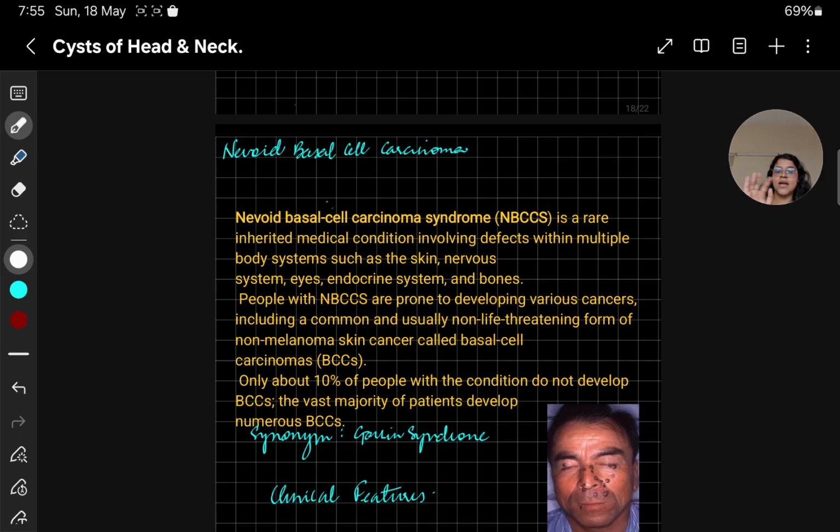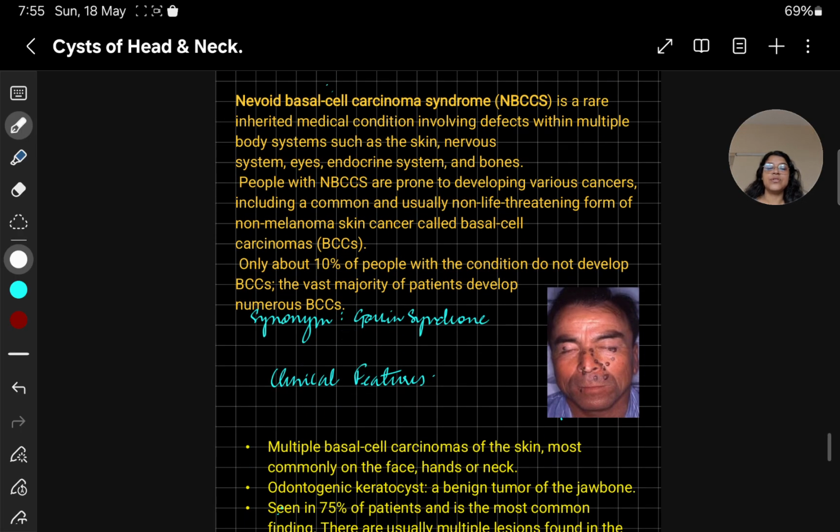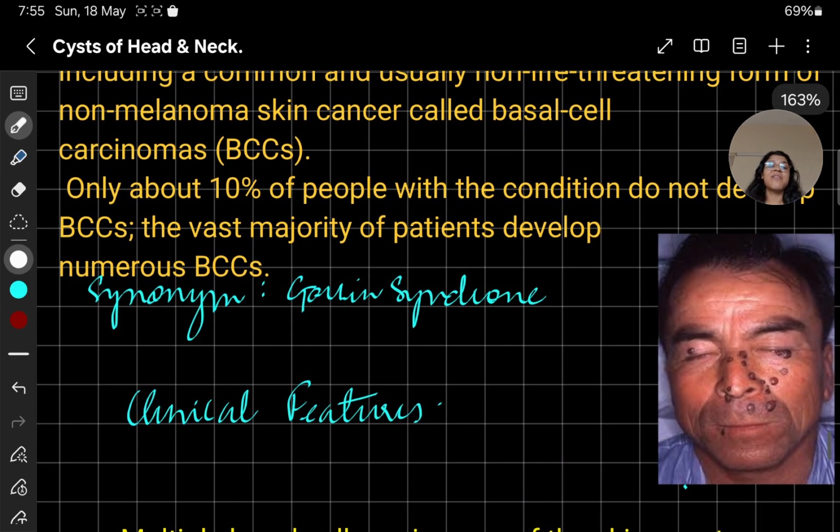So there are many basal cell carcinomas on the face itself, you could see, and on the hands and the feet. Only 10% of patients with this condition do not develop BCC and the vast majority will. So most of the patients, that is 90%, will have basal cell carcinoma with this syndrome. It is also known as Gorlin syndrome. So if someone asks what is Gorlin syndrome, you know the answer. It is nevoid basal cell carcinoma syndrome.